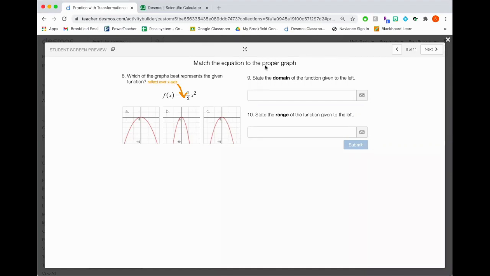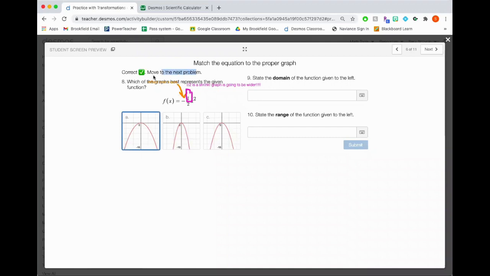The 1/2 here tells me that my graph is going to be flatter, wider. So 1/2 is a shrink. So the graph is going to be wider. So you want to pick the one that's the widest here, which is actually choice A. And if you look, it tells you that you are correct and to move on.